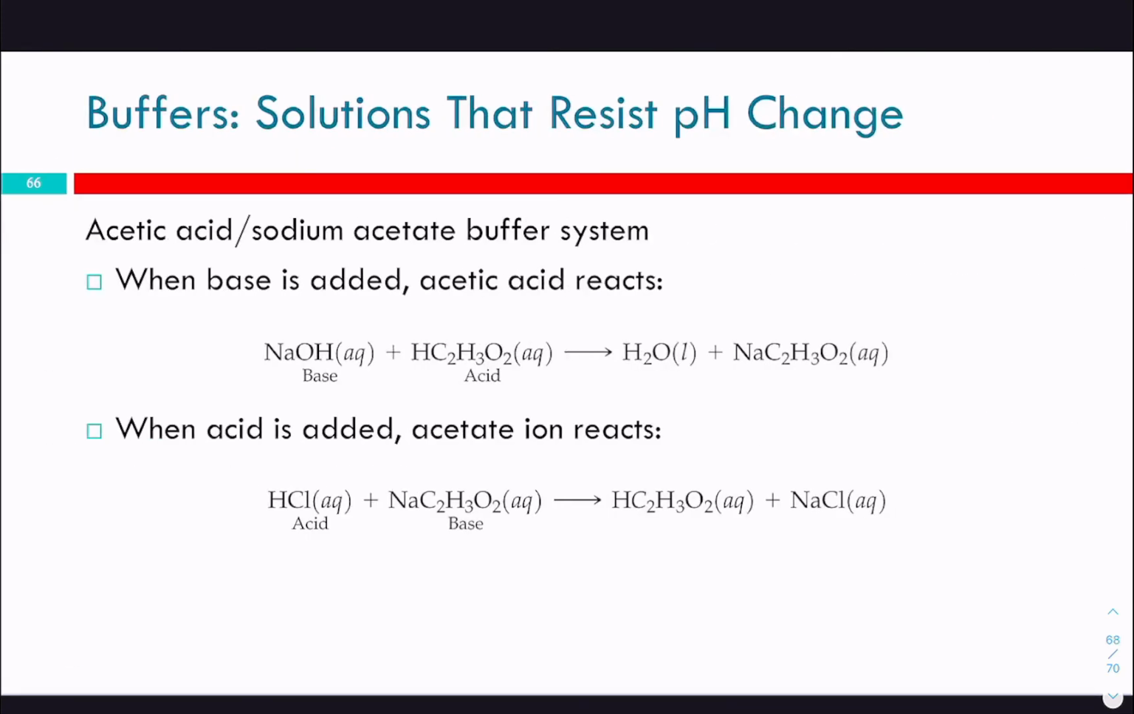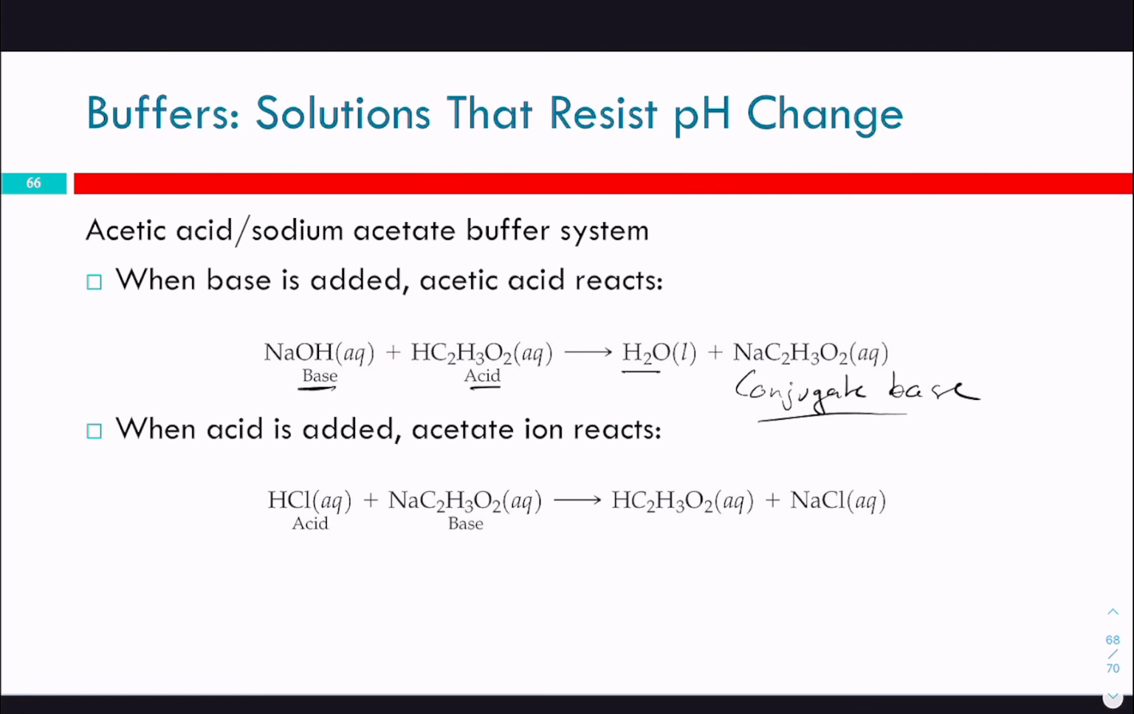So one buffer system would be acetic acid and sodium acetate. So again, remember, acid is a proton donor. So we got a proton here to donate. And then on the other side here, we have its conjugate base. So if we add base to an acetic acid buffer solution, that gets absorbed by that acid. We make water, and then we make more of the conjugate base. There's a limit to that, because if you use up all of the acid in the solution, that's when the pH actually starts to change.